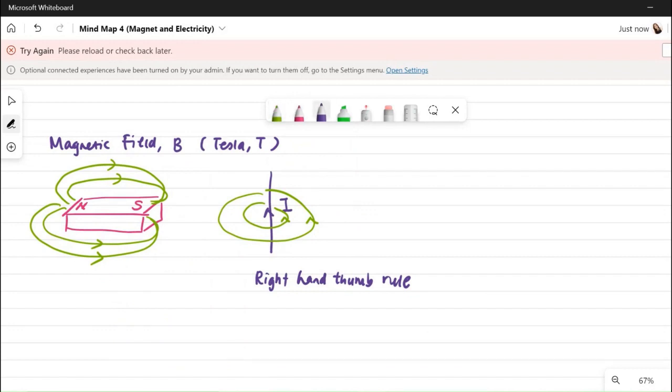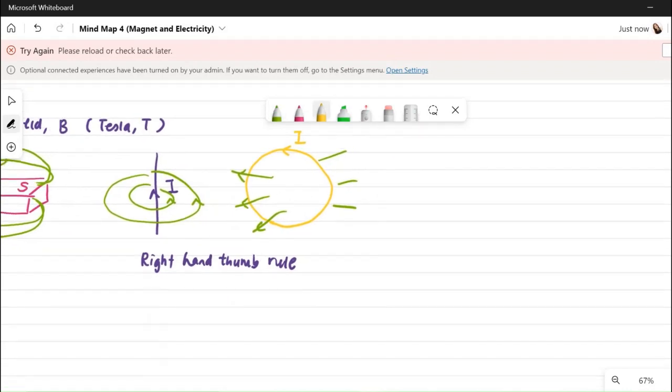And now, if you bend the wire into a loop, for example, this is a loop, and it carries the current of I in this direction. Again, you can use the right-hand thumb rule to represent the direction of the magnetic field. So in this case, the magnetic field will be directed in this direction, right?